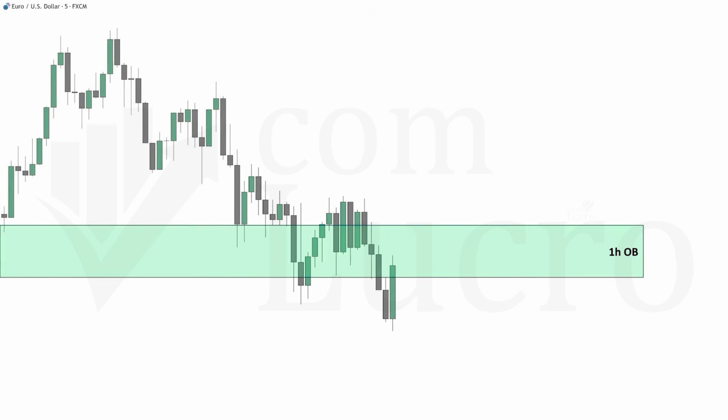Let's play the price forward. Here, we can see that price actually broke below the order block without showing a clear change of character. Although there was a brief reaction to the zone, it failed to confirm the reversal we were looking for, meaning there's no valid trade setup at this point. Now let's go back to the 1-hour chart.